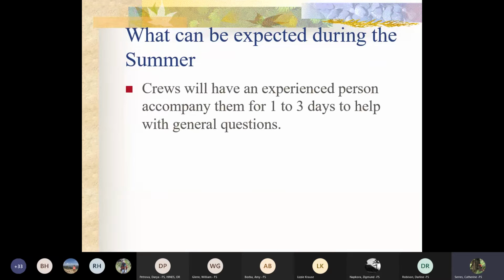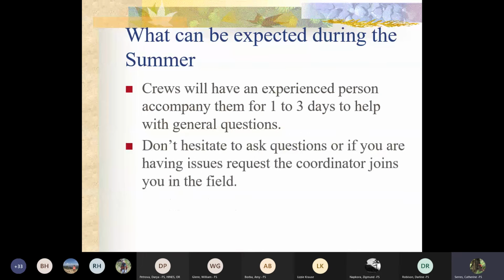What can you expect for the summer? You should have an experienced person with you for 1 to 3 days at least, to help with general questions when you first go out. And if you're not really comfortable even after that, make sure that they're still hanging out with you. And definitely don't hesitate to ask questions. It doesn't get you anywhere if you don't ask the right questions, if you can't remember something or you're not sure how to collect something, so make sure you get that question answered. And if you need a coordinator to join you, ask them to come out for a day or even just a half day.